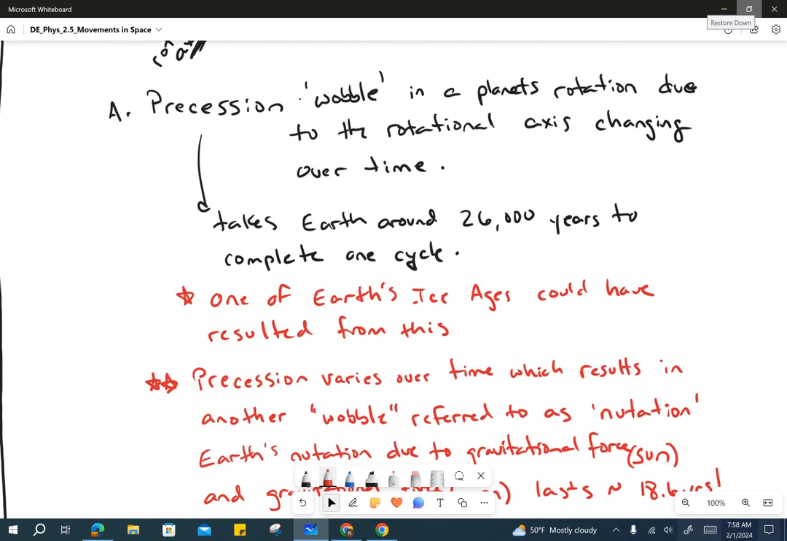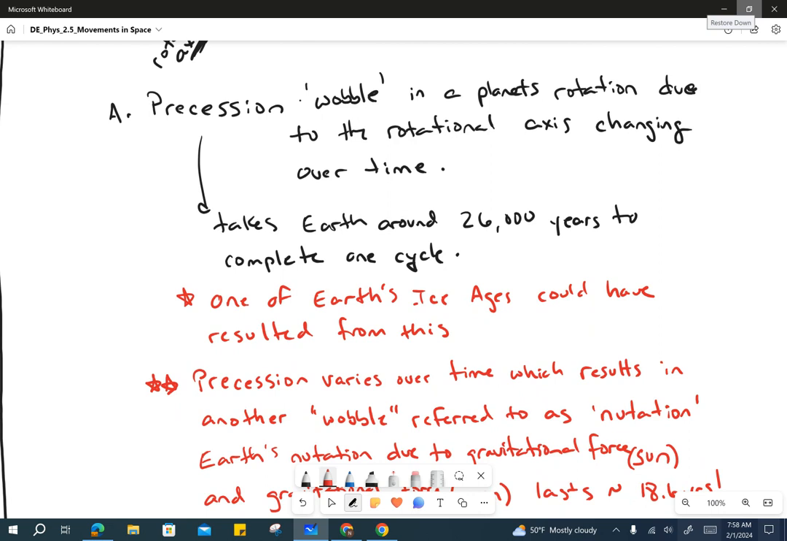There's a term called precession, a wobbling in a planet's rotation due to the rotational axis changing over time. So that axis can change from time to time.